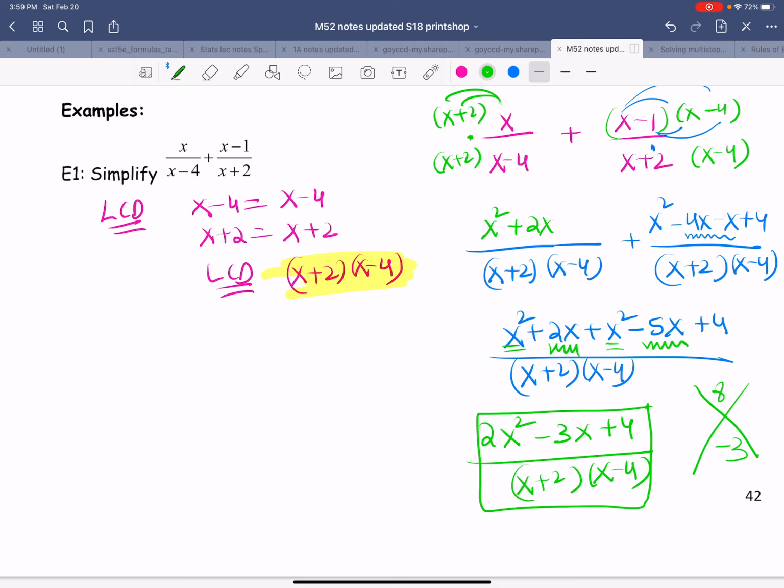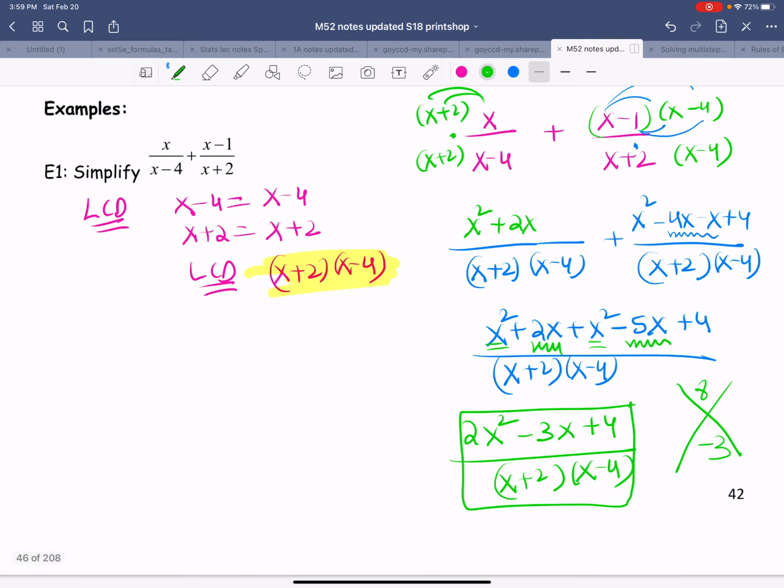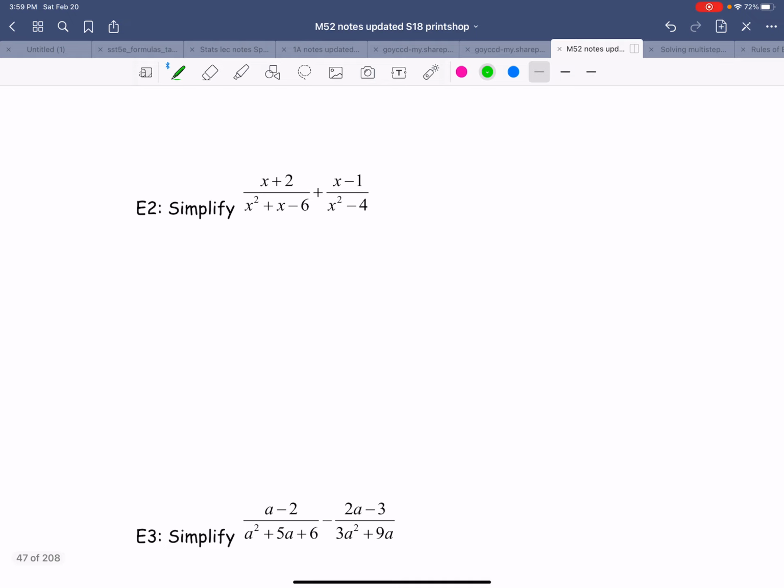If you want to, you can go ahead and do foiling in the denominator and multiply them out, but it's not needed, not required. I actually prefer that you leave it in the factored form. That tells me that you made sure that your answer is in the lowest terms, which means there are no common factors between numerator and denominator.